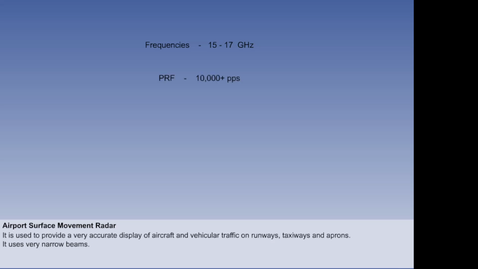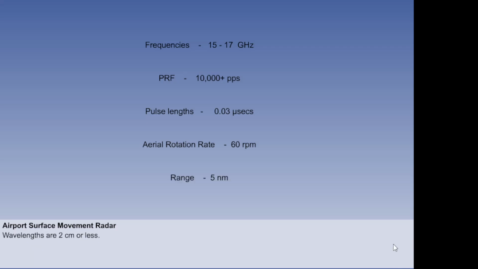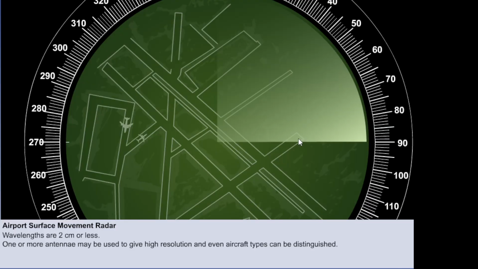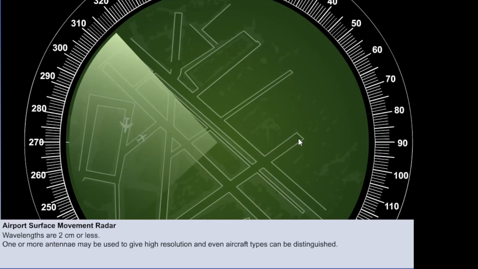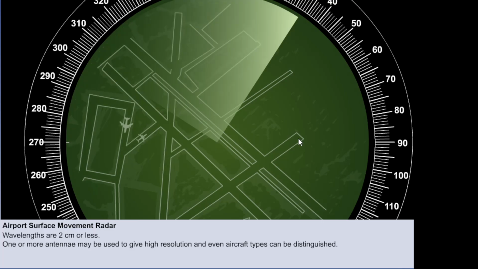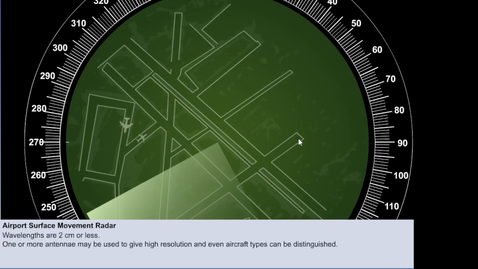The frequencies used are between 15 and 17 GHz. PRFs are 10,000 pulses per second or more. Pulse lengths are 3/100th of a microsecond. Aerial rotation rates are about 60 rpm. The range is 5 nautical miles. The range will be tailored to the size of the airfield, and coverage may be achieved by using one or more antennae. Images are so detailed that it is sometimes possible to distinguish between different types of aircraft, and even to identify debris on a runway.